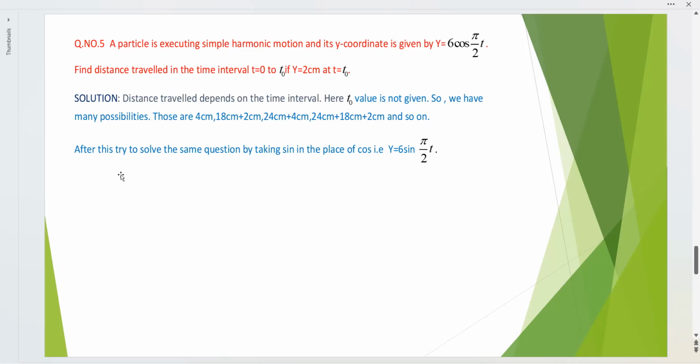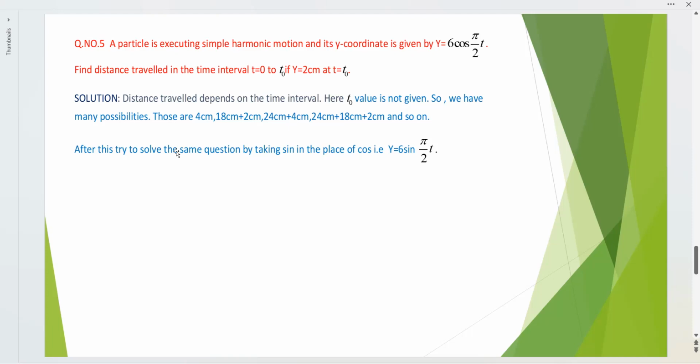If you want, you can try once on your own without seeing the solution. After trying for 3 to 4 minutes on your own, you can follow my solution. Right. Let us see how to start the problem.